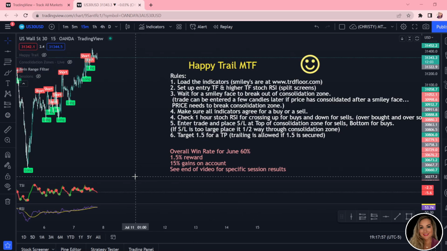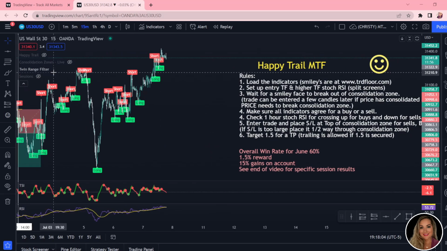Okay, so that's the indicators that you're going to need for version 2. So you're going to have the twin range filter on, the TSI on, and the RSI on if you're doing the completely free, you're not a member of TTF version.